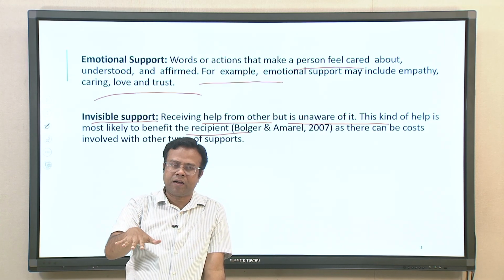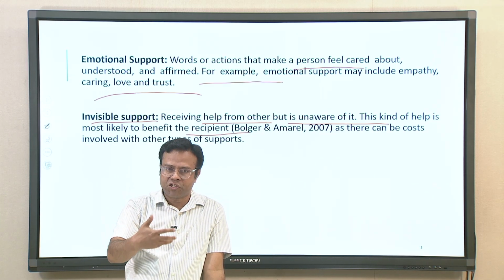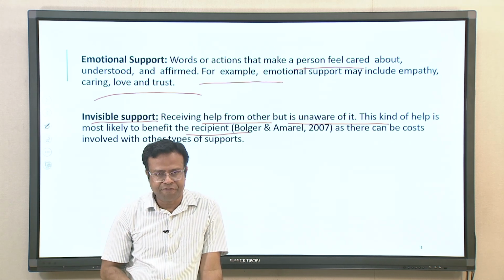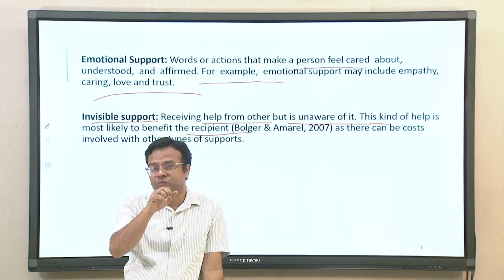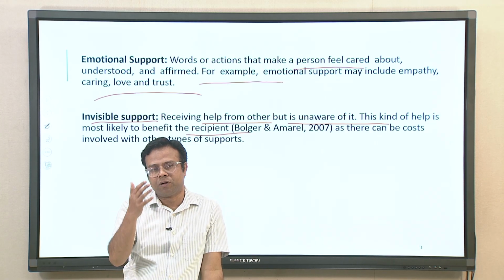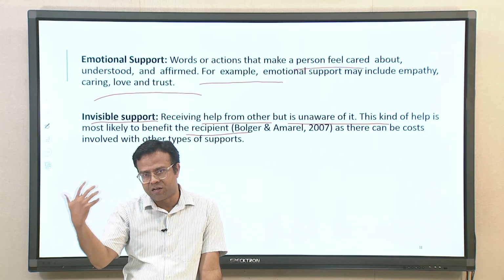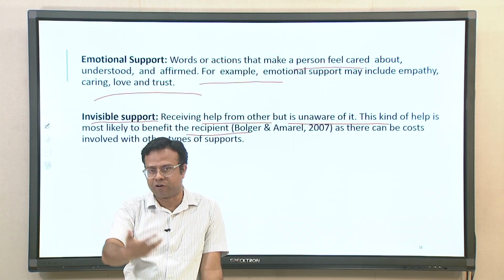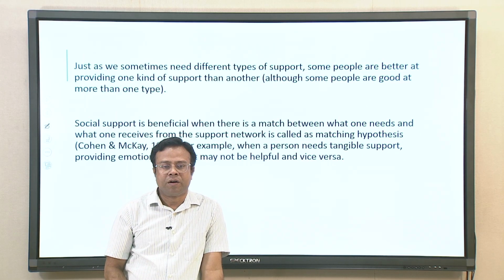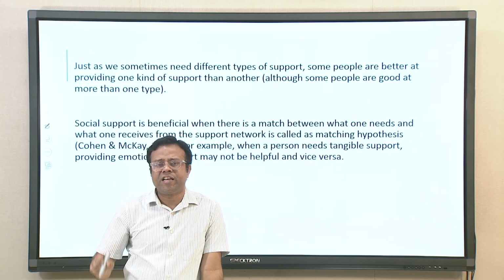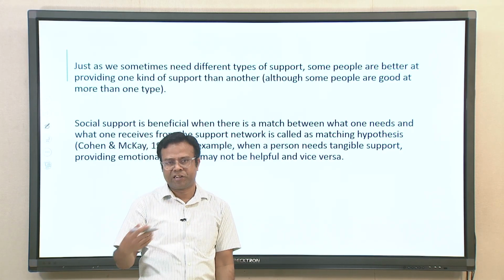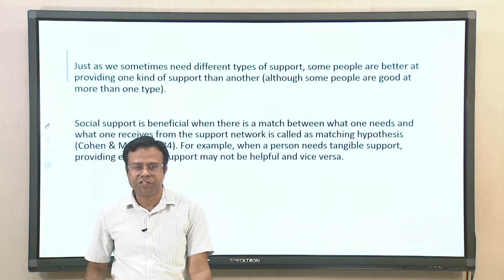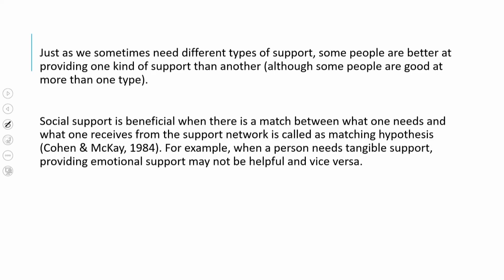So, people can experience all these kinds of social support in their life, and they can all be helpful, but which type of support influences us, there can be different factors associated with that. Just as we sometimes need different types of support, we may need different types of support at different times or in different types of situations. Some people are better at providing one kind of support than another.